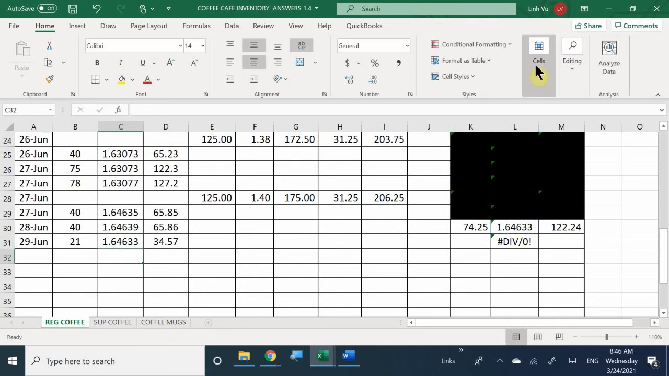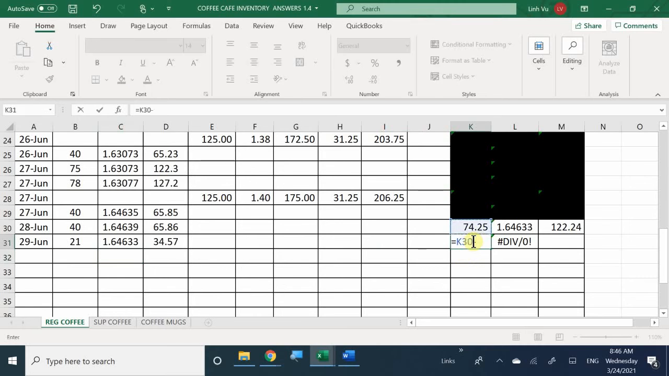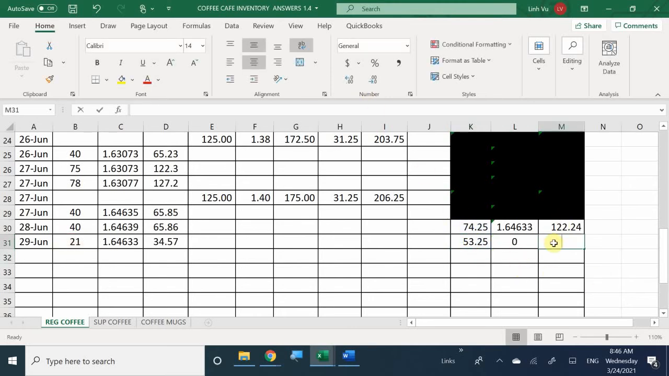34.57. Good. So let's go ahead and update our inventory real quick. How much should I have left in quantity? 53.25. All right. And then what should be my new total cost? 27.67, bringing my cost per item to 164.87.67.